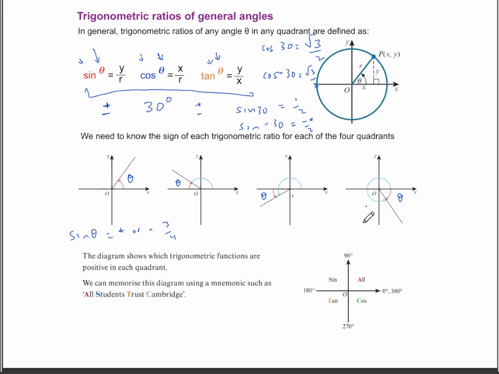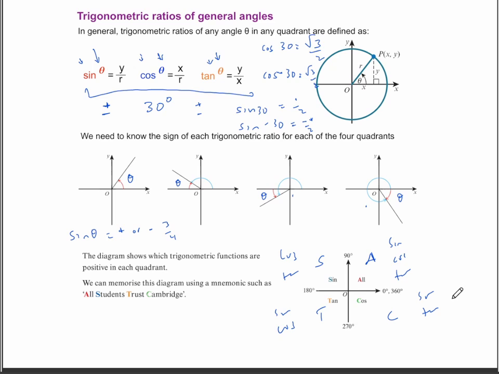Now, remember I said we're coming back to the ASTC, all students take chemistry, and here we find that in the A quadrant, which is the all quadrant, sine, cos and tan are all positive right here. In the second quadrant, which is the S quadrant, only sine is positive, but cos and tan are negative. In the tan quadrant, only tan is positive, whereas sine and cos are negative. And then in the cos quadrant, which is the fourth quadrant, only cos is positive, which means sine and tan are negative.